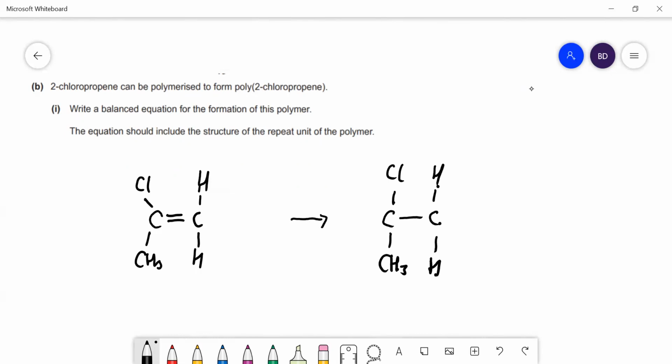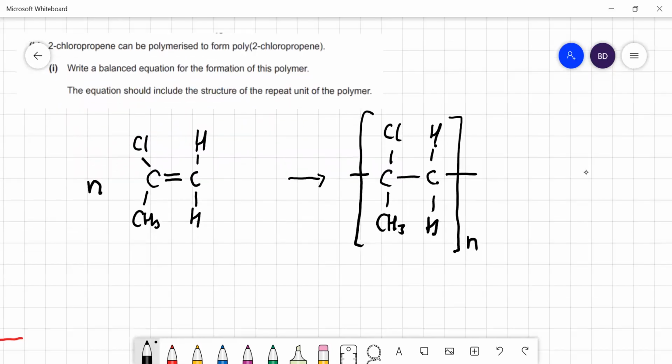And that's the repeating unit. Okay, so we should put a bracket around that. Now it does say a balanced equation, so we're going to say if you have n molecules of that, you're going to end up with a polymer which is going to be n repeating units long. So that's what they want you to write there. Okay.